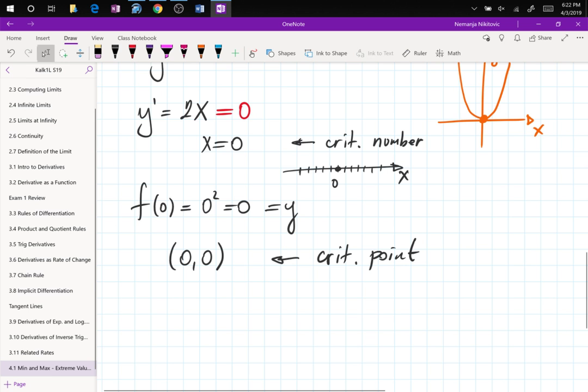Now, what kind of graph has a squiggle like this? X cubed. If you take a look, when you have the x cubed function and you differentiate, you get 3x squared. When you set that equal to 0, what do you get? You get your critical point to be 0, 0, right? But we know that 0, 0 is not going to be a min or a max. So we have to be careful.